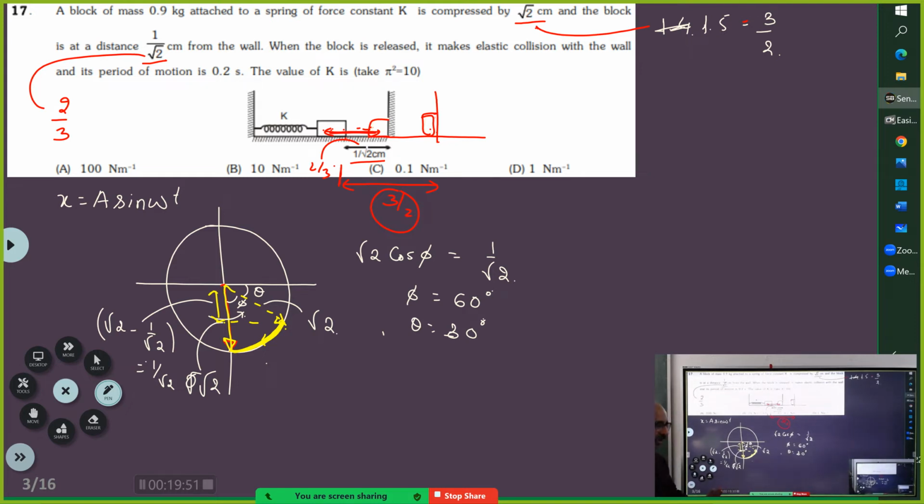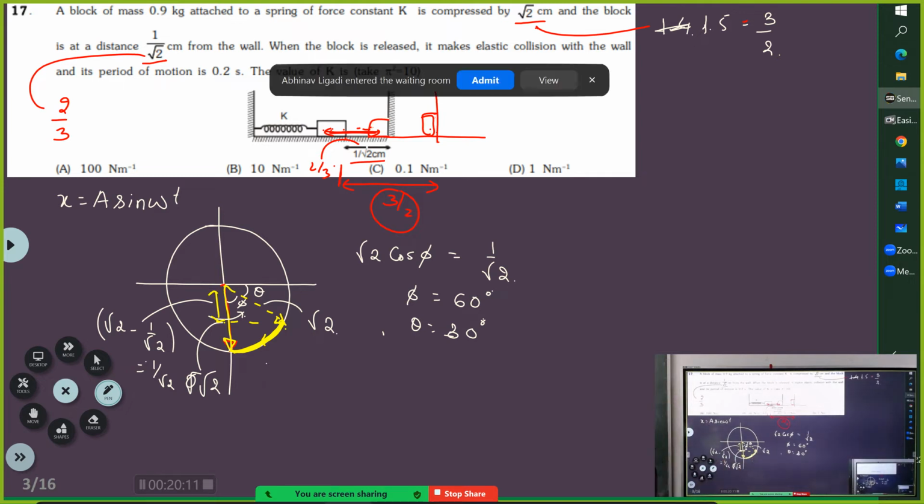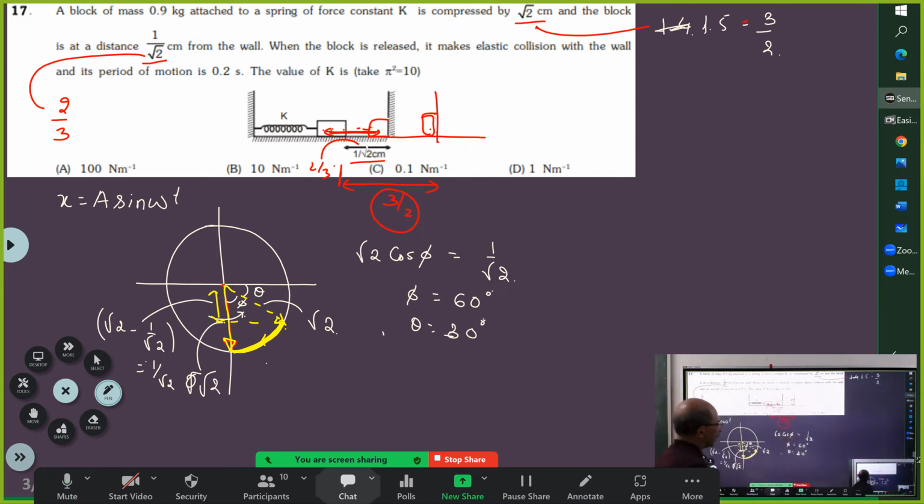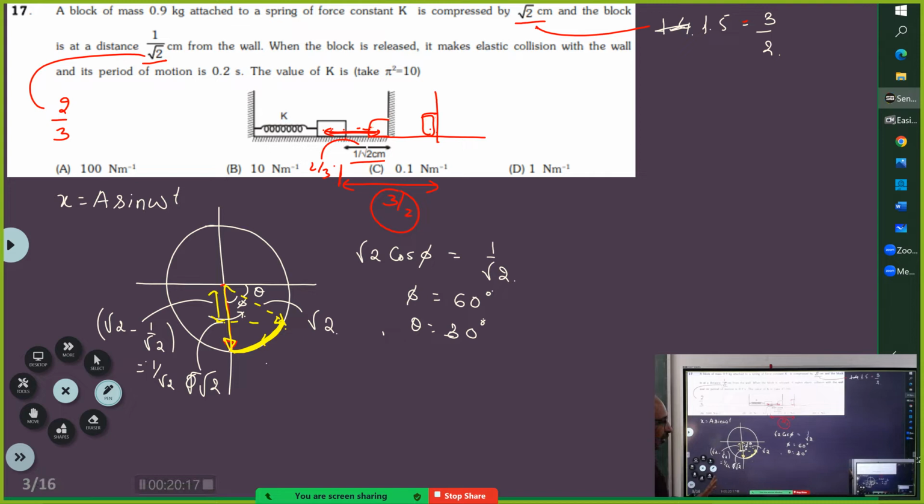So what is the next condition they have given? Now you see, when the block is released, it makes an elastic collision with the wall, and its period of motion is 0.2 seconds. That means for it to go from here to here, it will take 0.1 second. For it to come back here, it will take another 0.1 second. That is the time period. Correct?